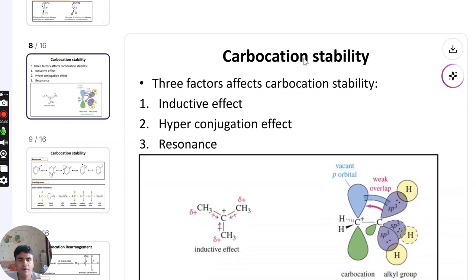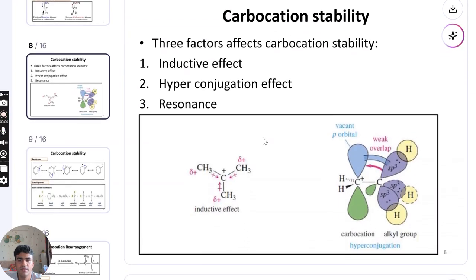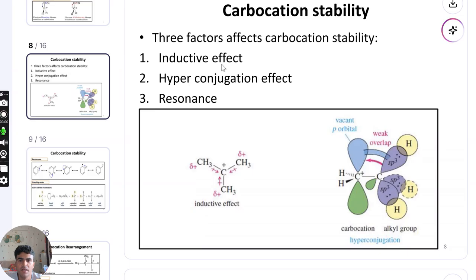So how can the carbocation be stabilized? There are three factors: inductive effect, hyperconjugation effect, and resonance effect. The inductive effect is a polar effect. The methyl group provides the plus I effect. It is mainly due to the electronegativity difference. So the plus I effect of the 3 CH3 groups will give stability to the carbocation.